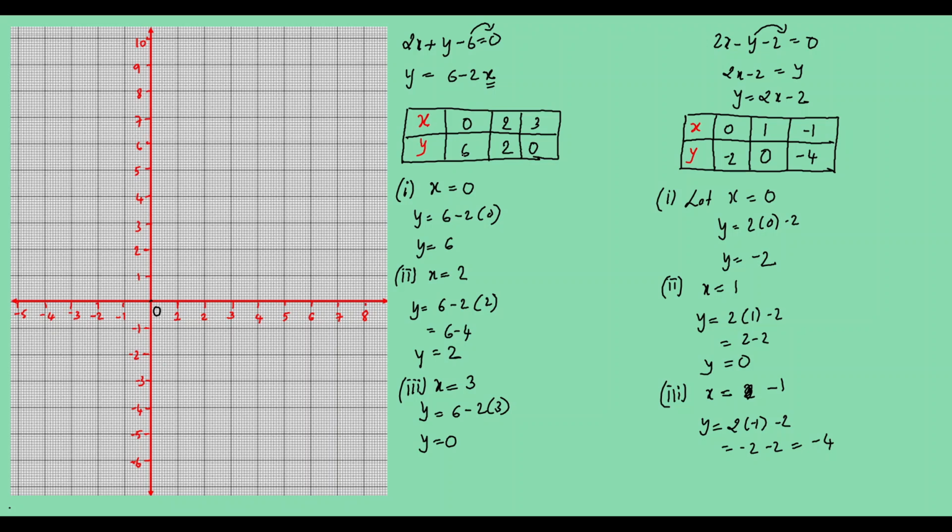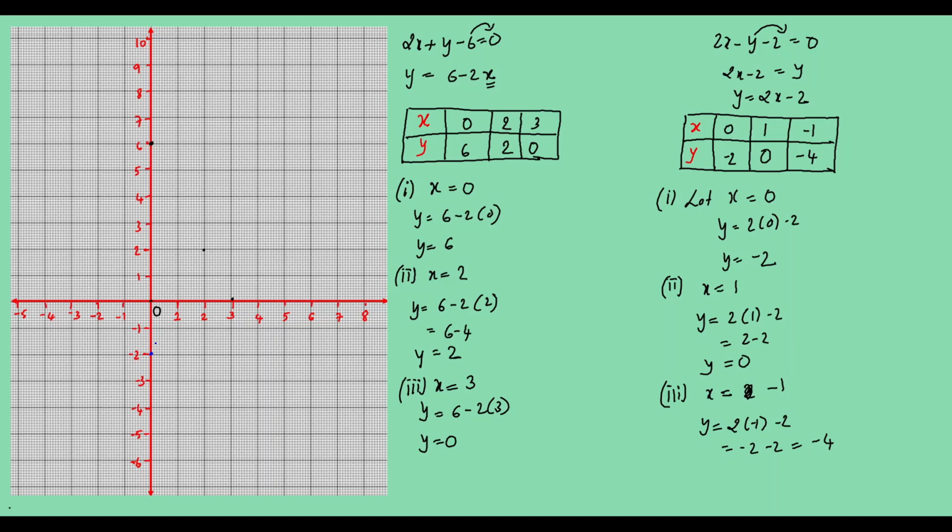X equal to 0, y equal to 6. X equal to 0, it's over here. Y equal to 6, it's here. Okay, this is the point. Then x equal to 2, y equal to 2, here it is. Then x equal to 3, y equal to 0, here itself. That is the third point. Then later, when I come to the second equation, x equal to 0, y equal to minus 2, in the sense here it is.